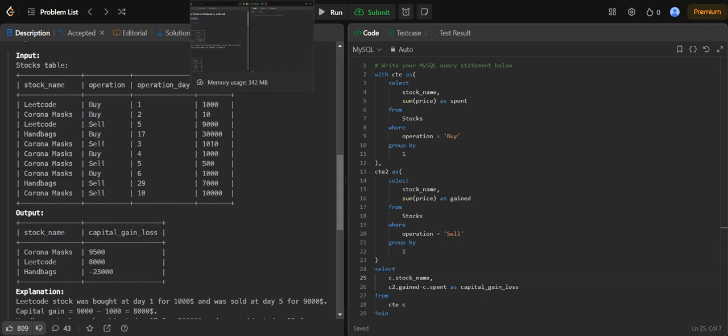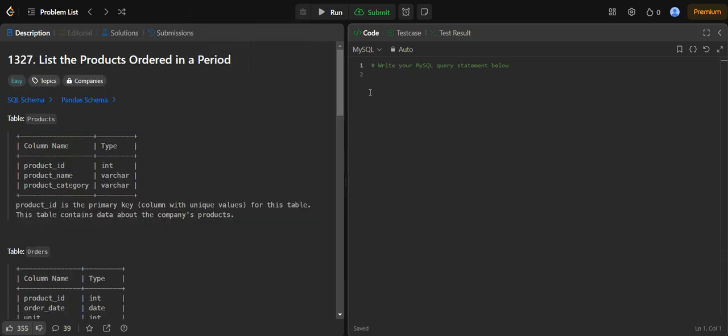Now let us go to today's problem. Welcome. Today's problem is list the products ordered in a period. This is an easy problem, but you can say it is a medium level problem.